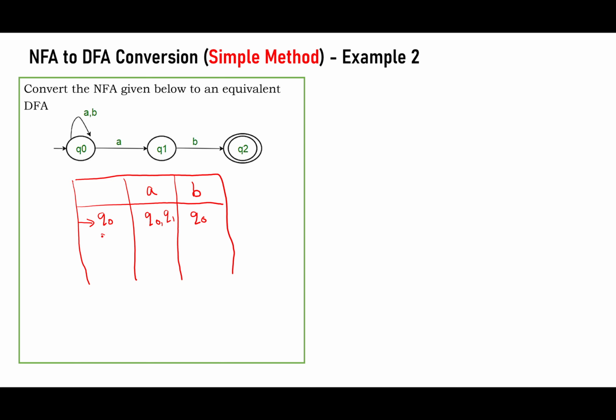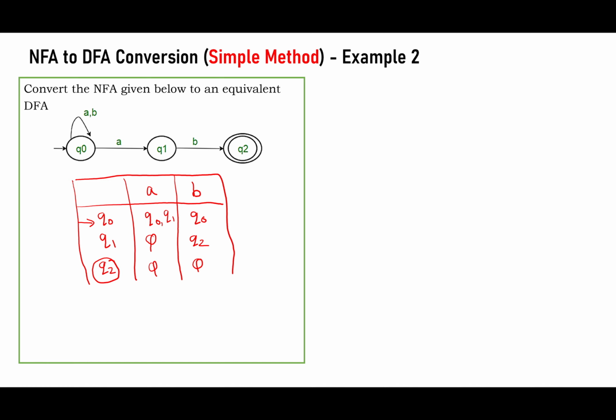The next state is q1 comma a, there is no transition, so null. q1 comma b, it goes to the state q2. The next state q2 is the final state. Then q2 comma a, no transition. q2 comma b is also no transition.